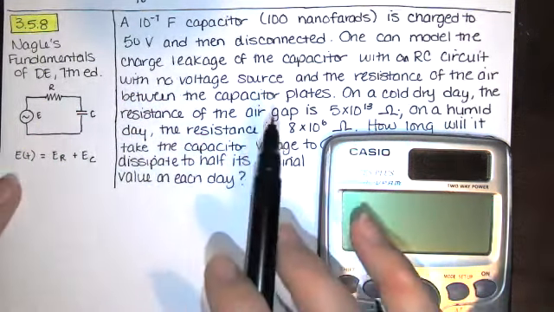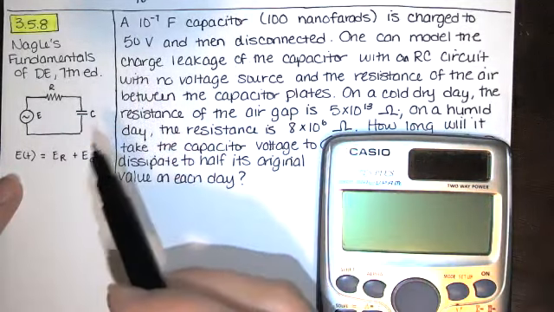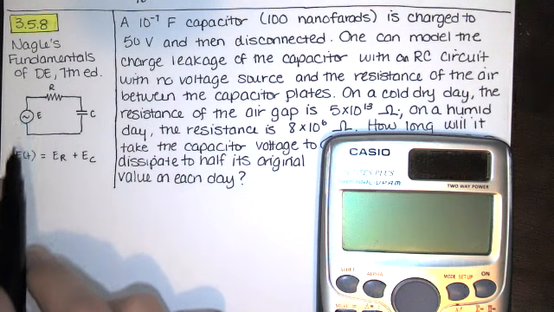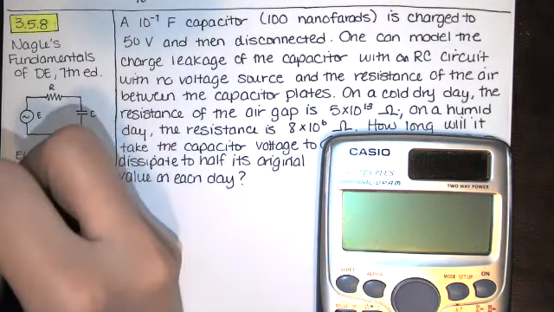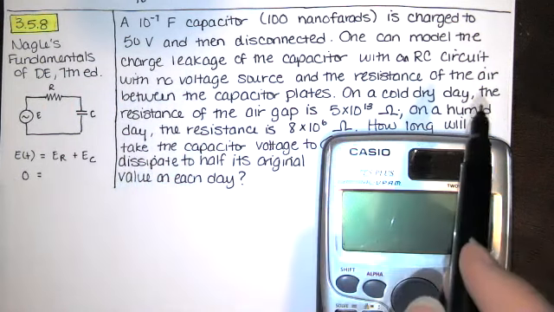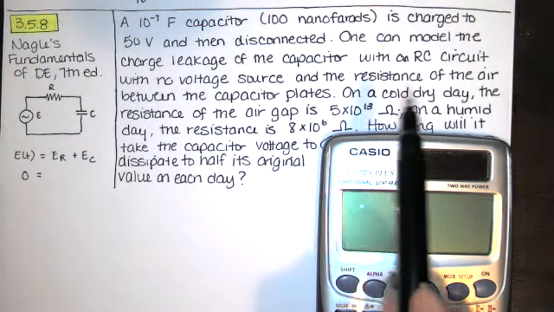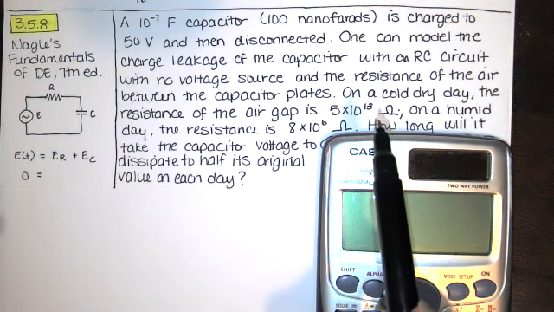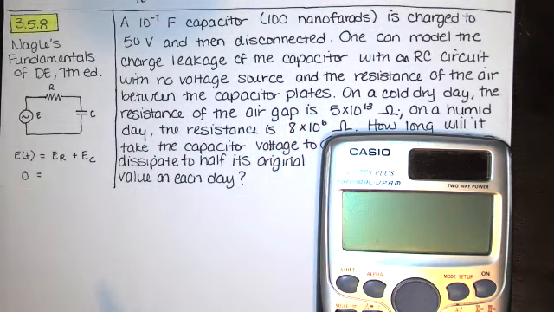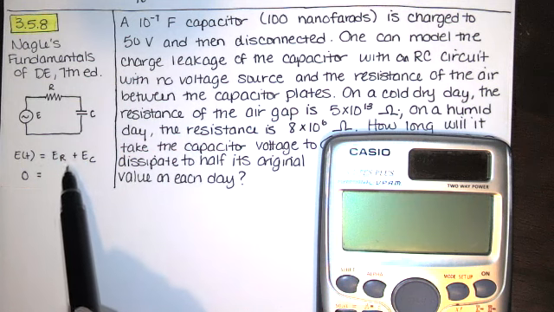But then they're saying in this situation, because we have charged the capacitor to 50 volts and then disconnected it, we can think of this situation as being like this, but with no voltage source. So E of t would be 0. And a resistance that is based on the air between the capacitor plates. And then that resistance changes. When it's a dry day, we've got this resistance. And when it's a humid day, we have a resistance that looks like this. So we can use those as our resistance in this formula over here.